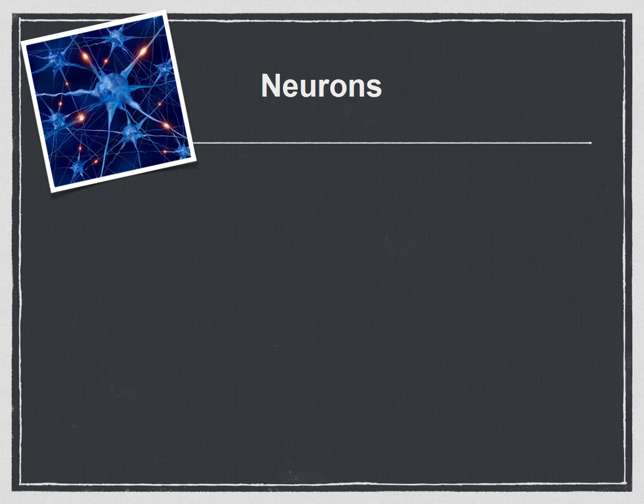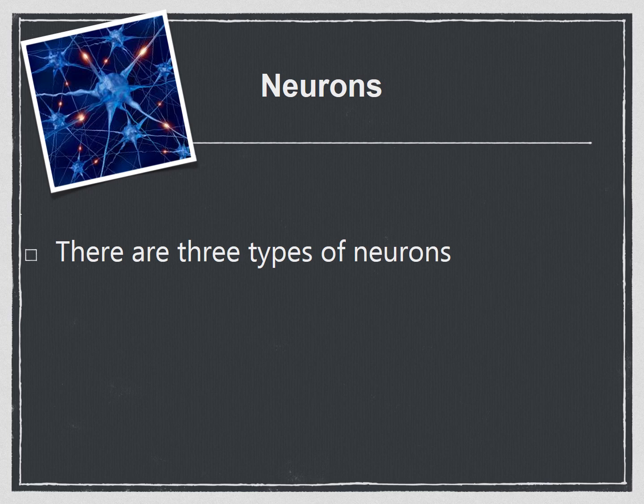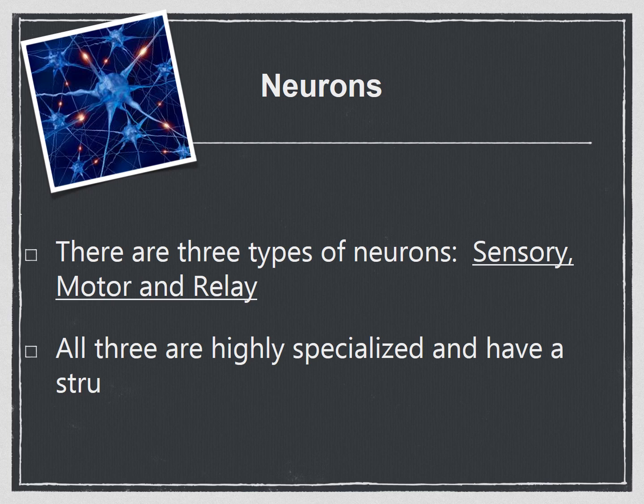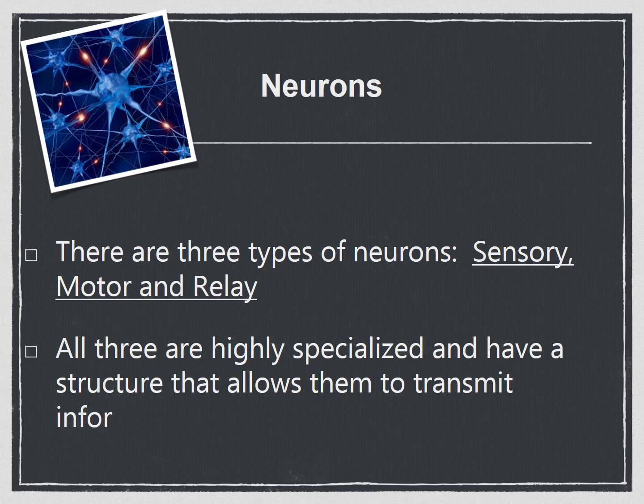We're going to start with information about neurons. There are three types of neurons: sensory, motor, and relay. All three types of neurons are highly specialized. That means that they have very specific structures that are designed to help them transmit information through impulses. This applies to their overall structure, their shape, as well as some special features that they have.